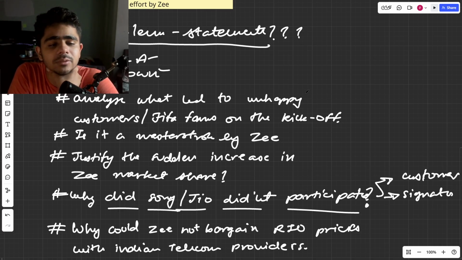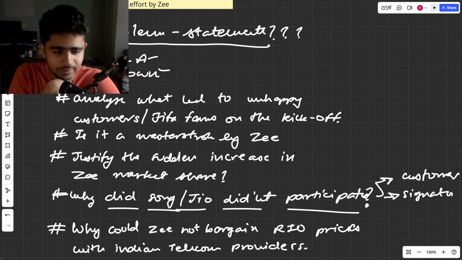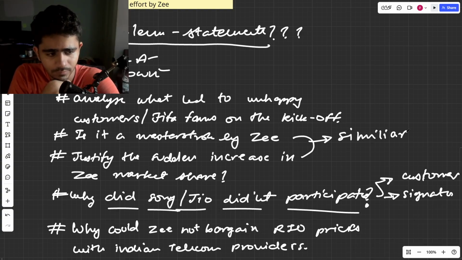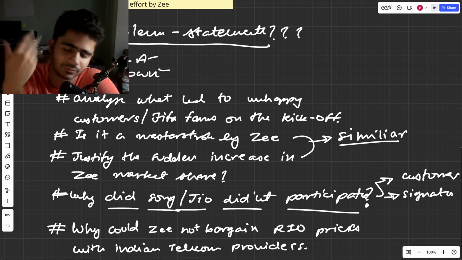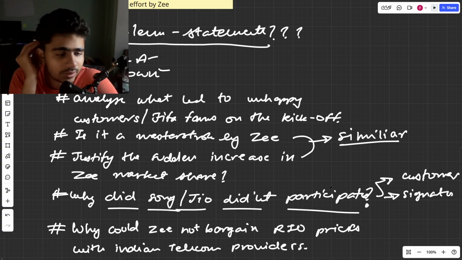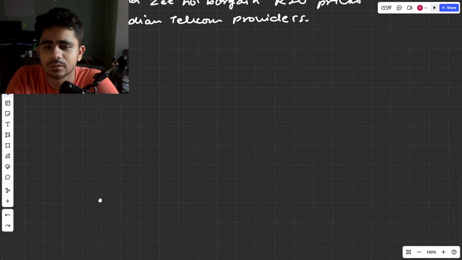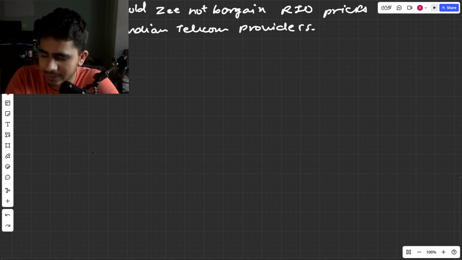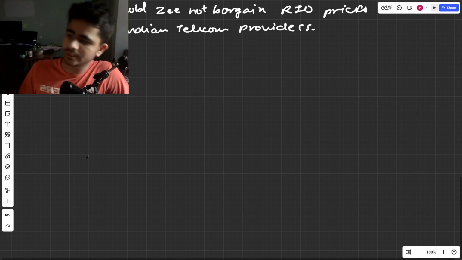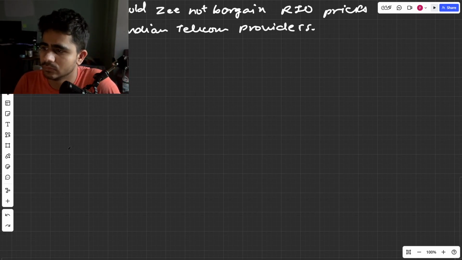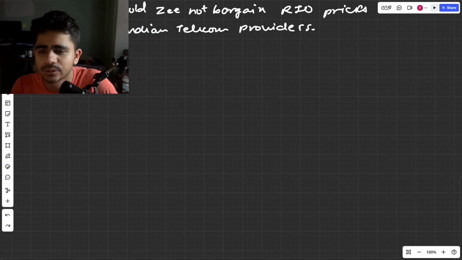Analyze what led to unhappy customers. Is it a masterstroke? Justify the sudden increase in its price. Well, these are sort of similar, one is the other. Like it is kind of a masterstroke. Why did Sony not participate? Another good question. Why could Zee not bargain? It's a different segment that I got into, this one, which we'll talk about. So these are the kind of questions that I think there are. Right. So I think we can now head on to our PPT presentation.